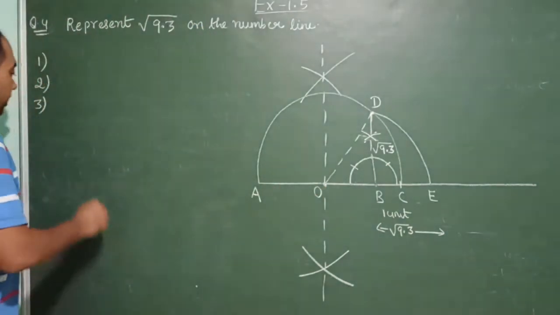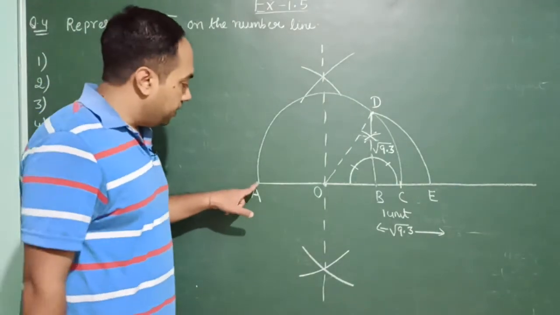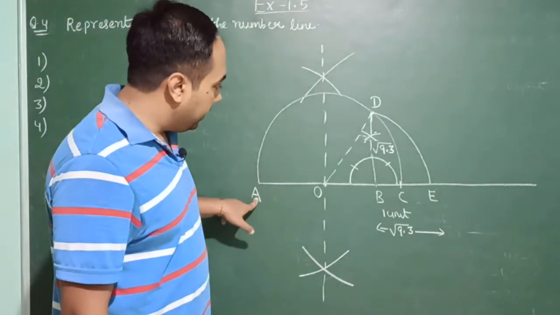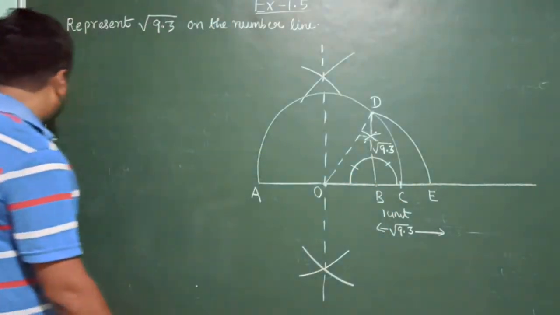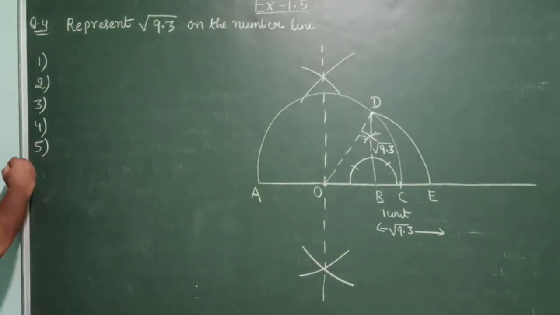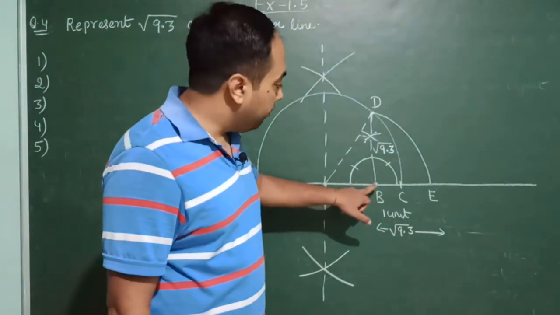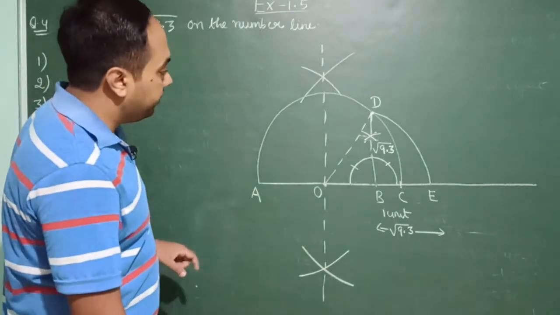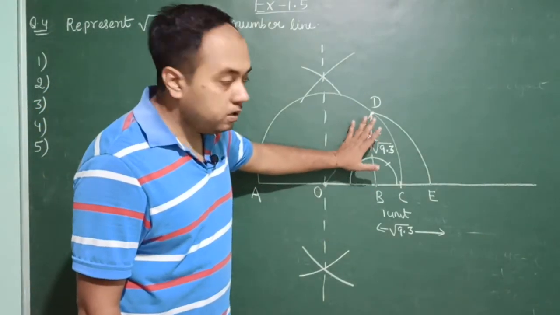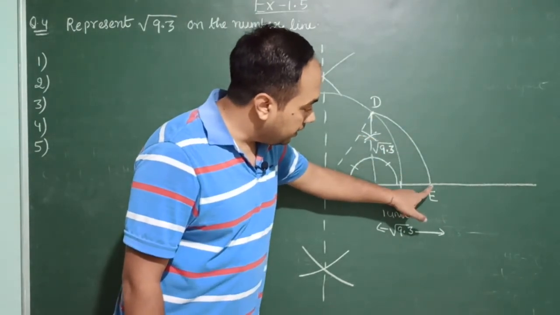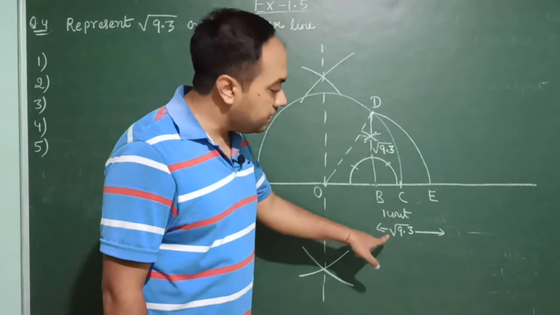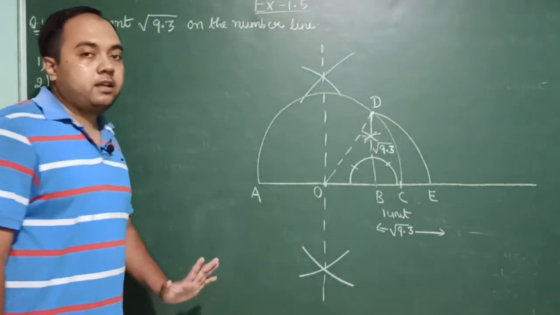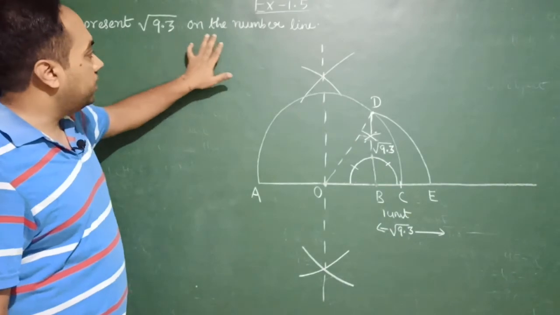Then the fourth step will be draw a semicircle which intersects at point A and C. Then step number 5 will be draw perpendicular at point B which meets the semicircle at point D. Then the next step will be with B as center and radius BD, draw an arc which intersects the line at point E. Then you will change the para and write thus BE represents under root 9.3 on the number line. So this is the way of representing under root 9.3 on the number line.